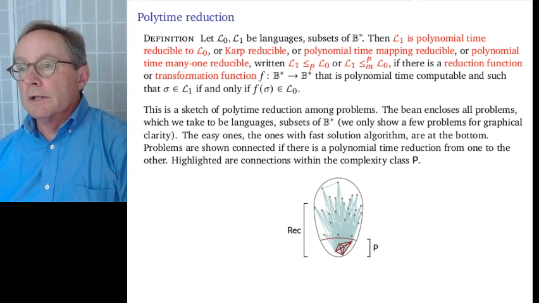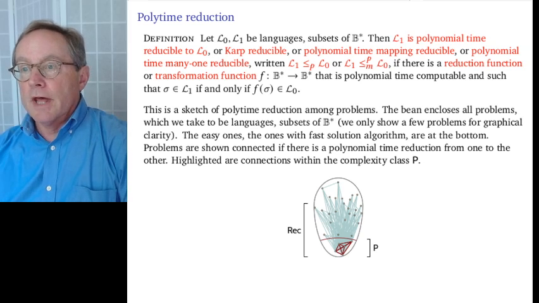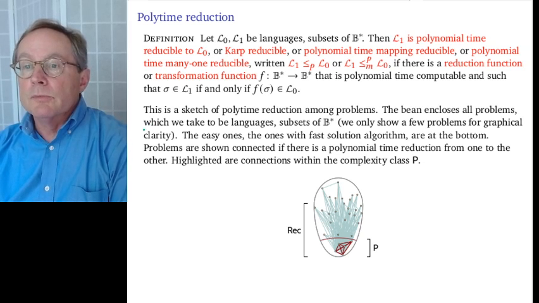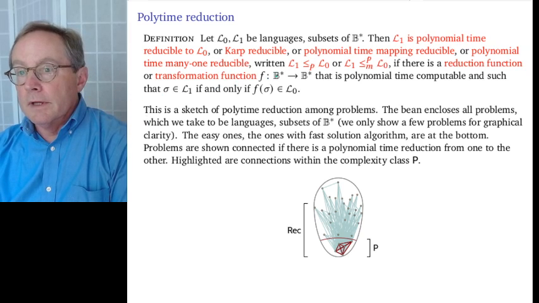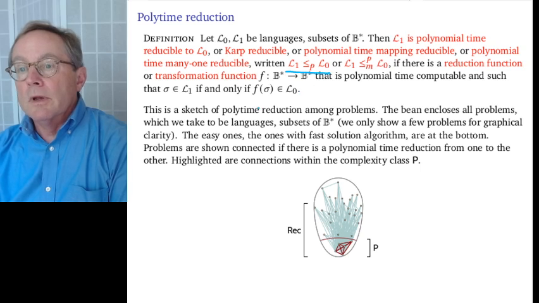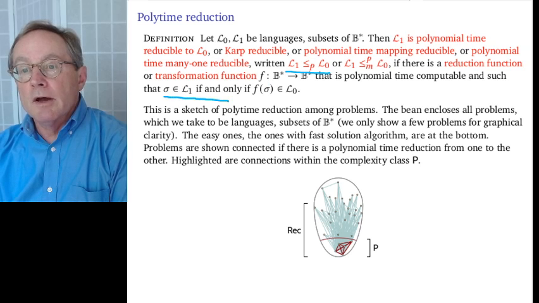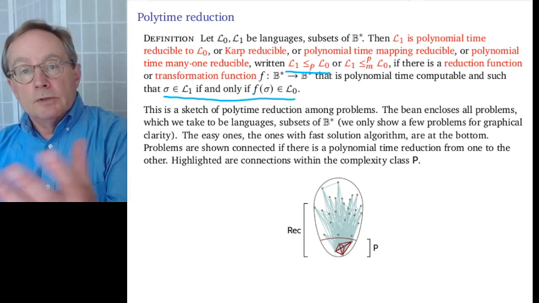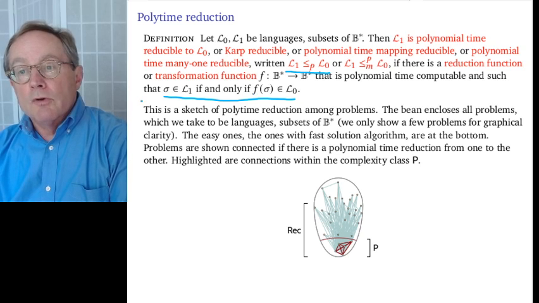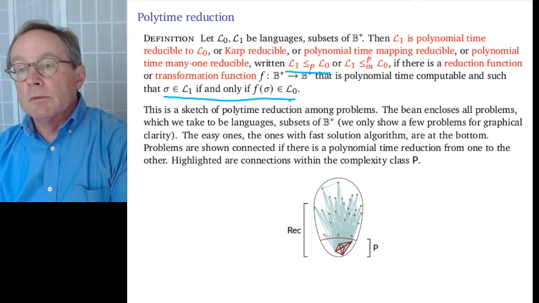Okay, so let's see. The definition says that L1 is polytime reducible to L naught if there's a reduction function or transformation function f that's polytime computable, and so that sigma is in L1 if and only if f of sigma is in L naught. And I've tried to make the point that it's called a transformation function because, in some sense, it turns problems in the language of L1 into problems in the language of L naught.